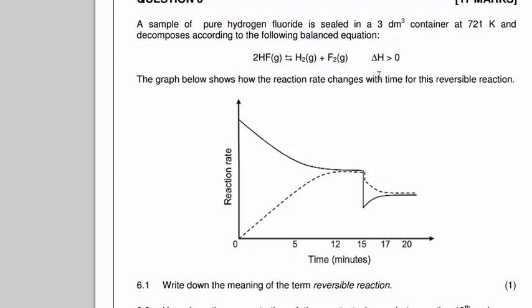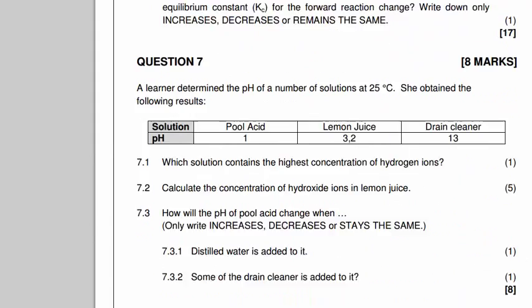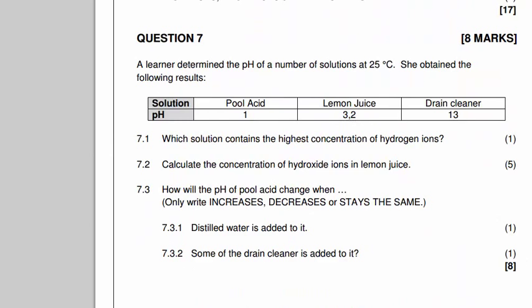So it's an endothermic reaction, which means if I'm increasing temperature, I'm increasing the forward reaction, so my existing reactants will decrease and my products will increase. So my Kc value will increase. If it was exothermic, it would have had the opposite effect.